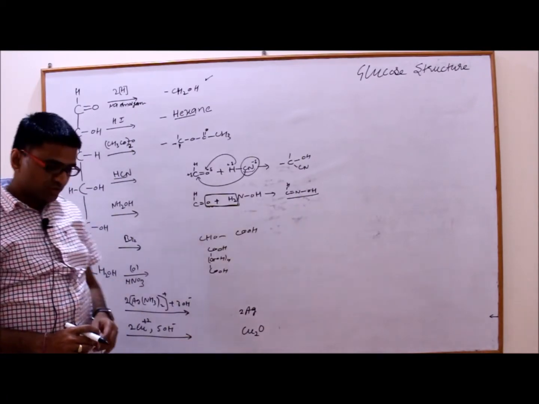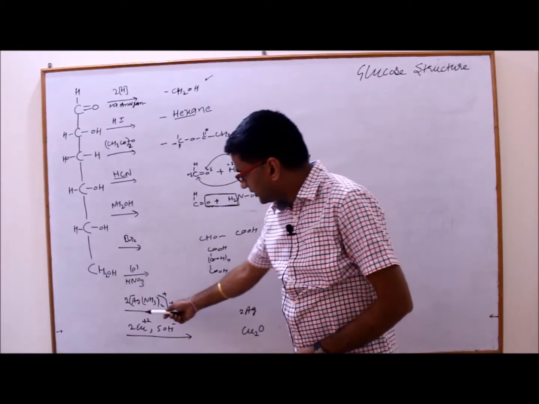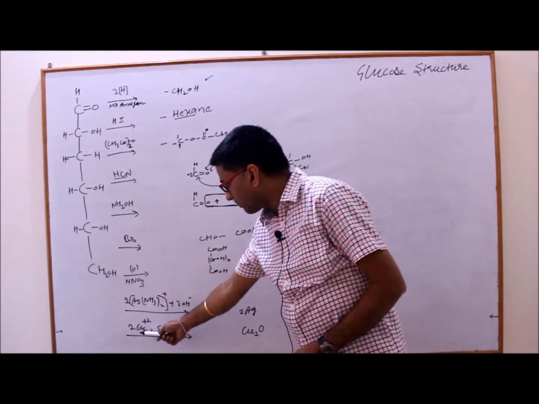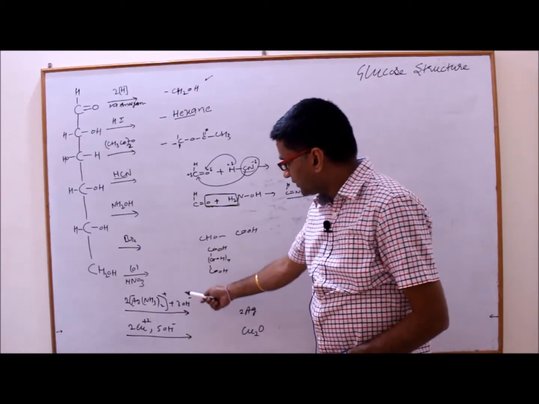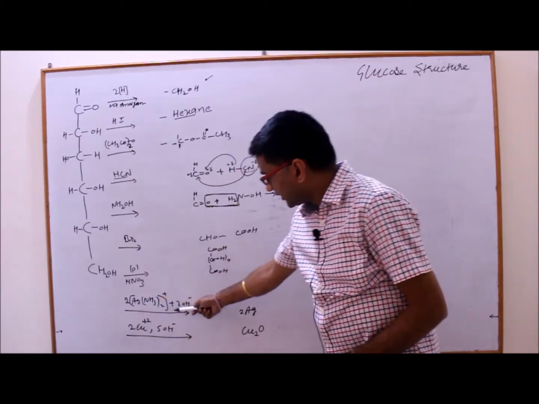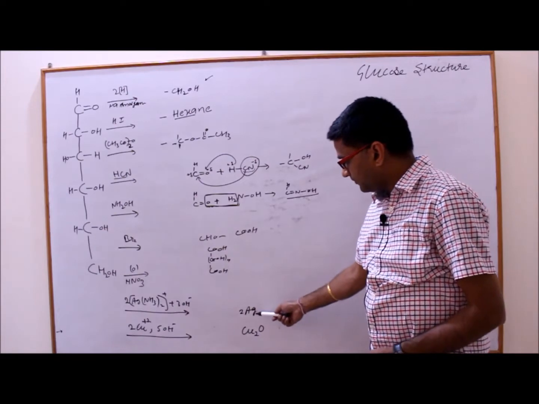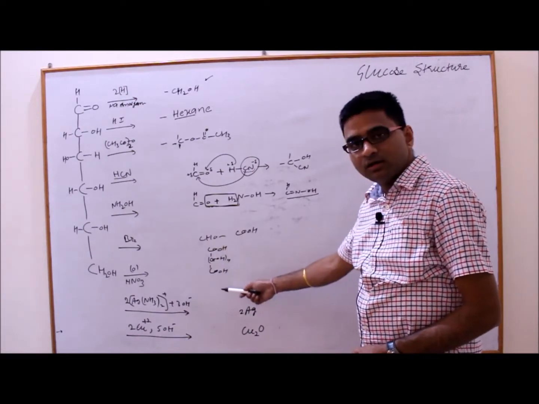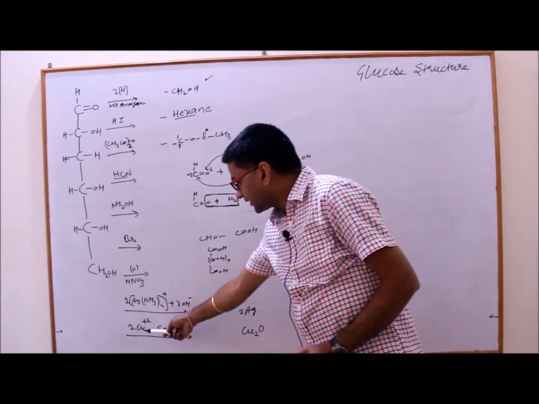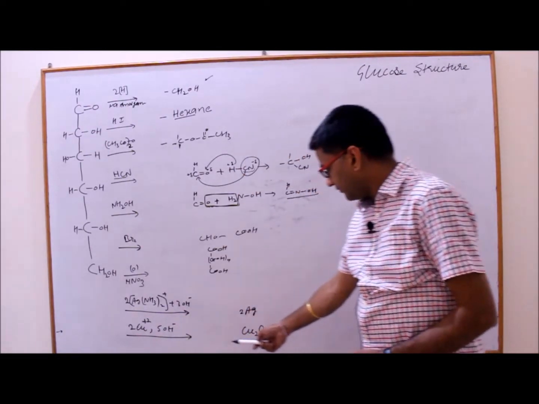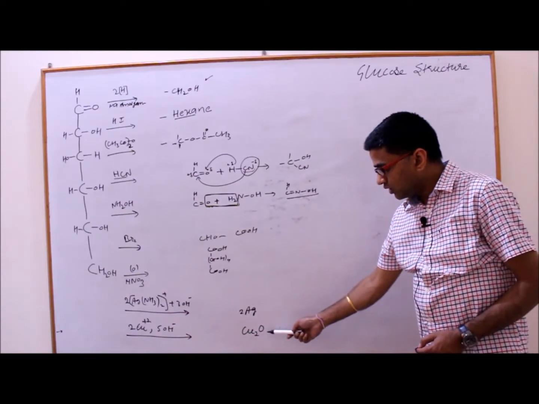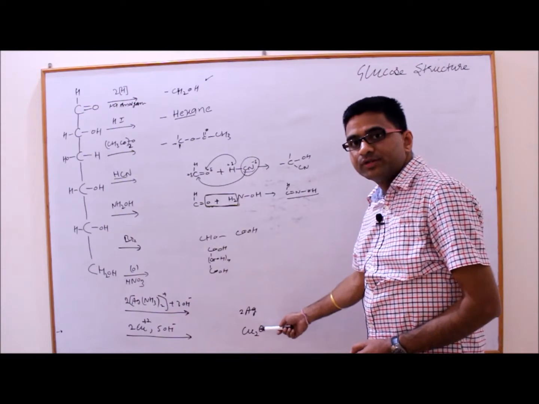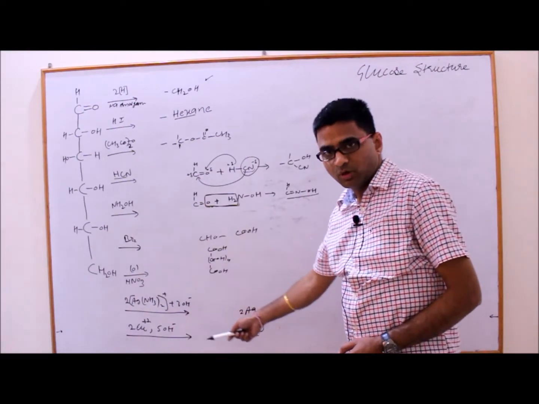And then we have reactions with Tollens' reagent, silver ammonium in alkaline medium, and then Cu2+ in alkaline medium. The first reagent is called Tollens' reagent, and it forms a silver precipitate. So that's why it is called the silver mirror test for glucose. In the case of Cu2+ with hydroxide ion, we have copper(I) oxide, Cu2O. So this gives a red precipitate, which is also a test for the glucose molecule.